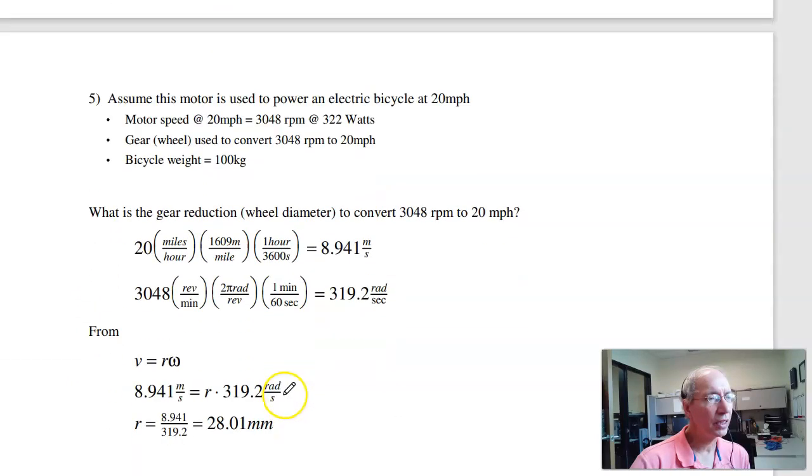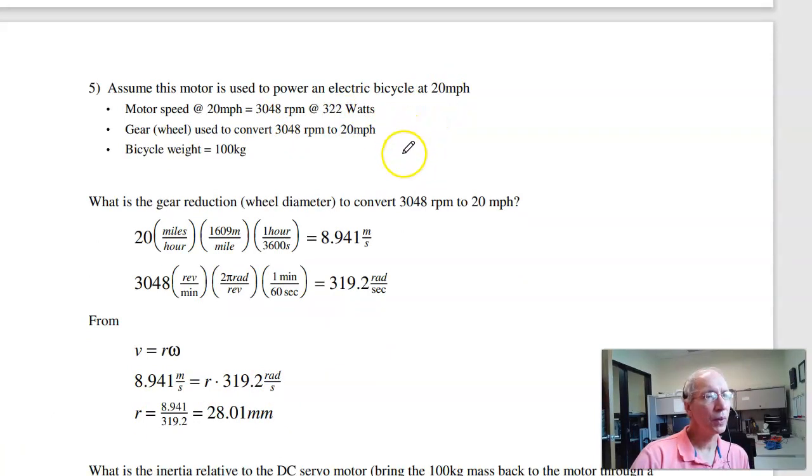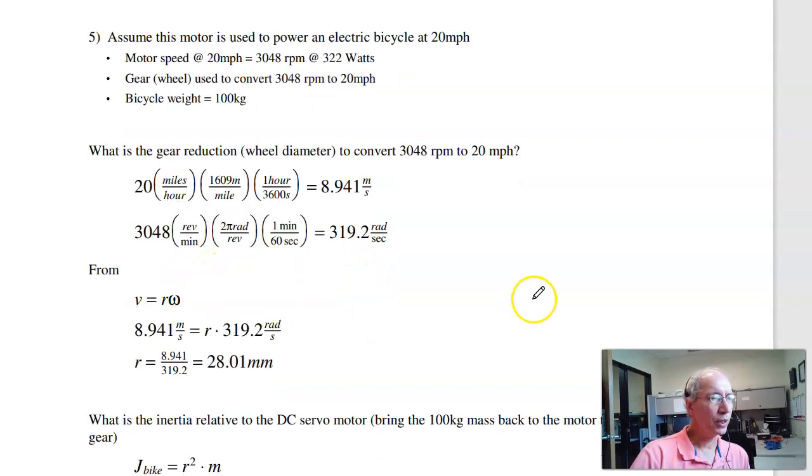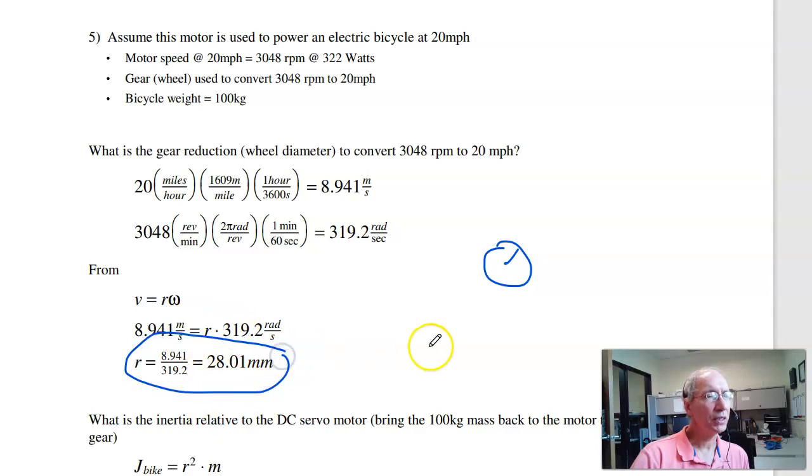If I add a weight to it, like have this motor drive a bicycle at 20 miles per hour, I know what kind of gear reduction I need. 20 miles per hour is 8.9 meters per second. The motor is spinning at 319 radians per second, and for a gear, or a wheel, the velocity is r times rotational speed. So there's the velocity, there's the rotational speed, find the radius. I need a radius of 28 millimeters.